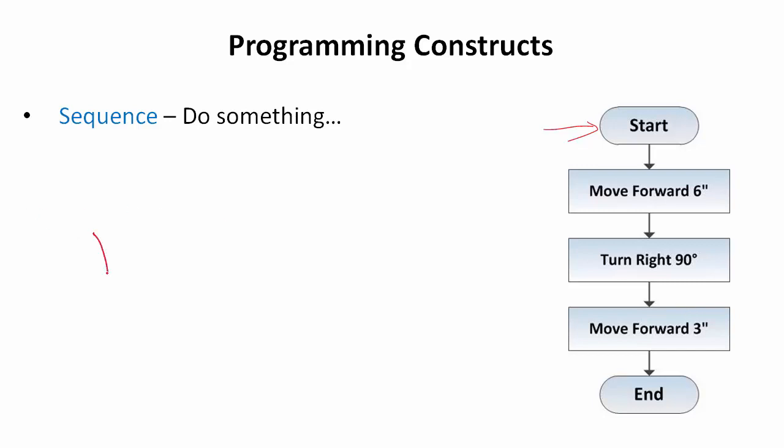If I had a robot right here, and I wrote and executed this program, I would say, okay, start. It would go forward 6 inches, then turn right 90 degrees, and then move forward 3 inches. That's what the robot would do. This is a very simple program, but you can actually make the robot do something.